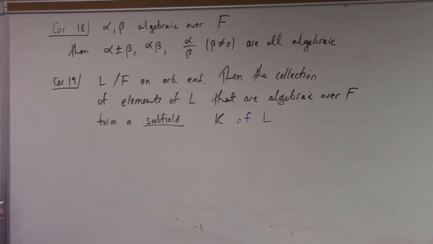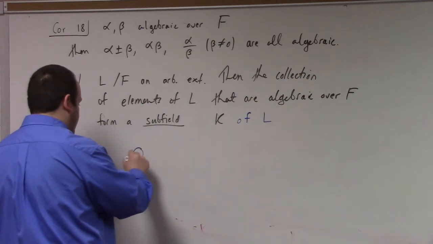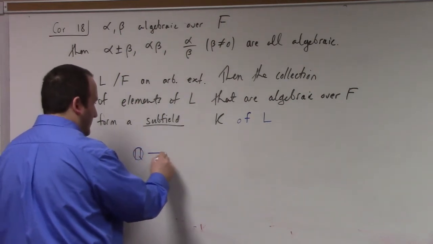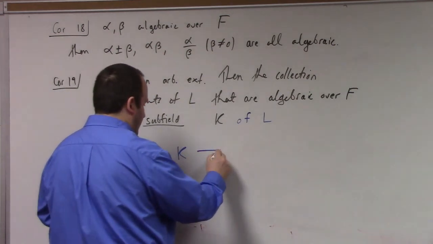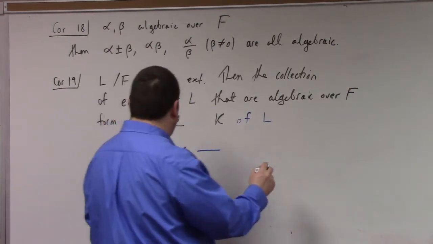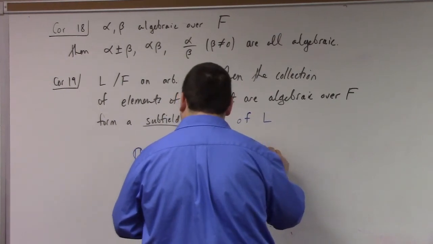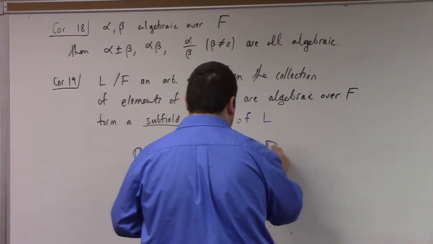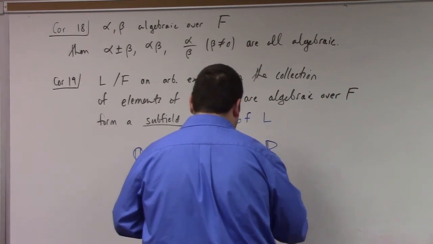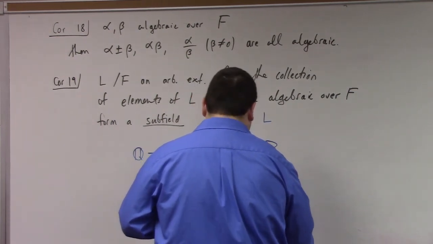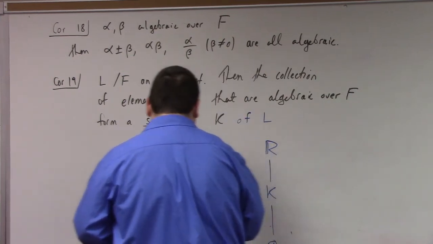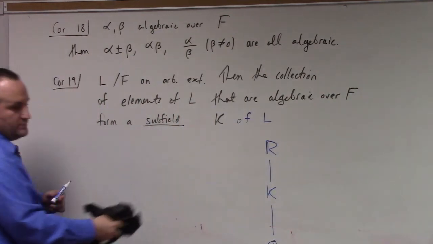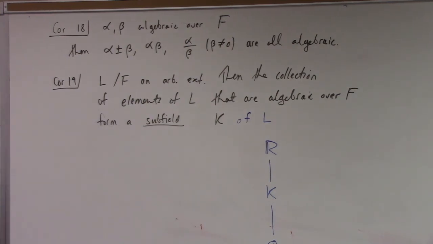So I guess we could look at the rationals, and we could call this thing K. And I keep drawing my field towers, they'll fall down. It's no good. So let's say the reals are the top field. The field given to us by this corollary is K, and Q is down here, the base field. There we go. So that would be all the algebraic numbers over the rationals.